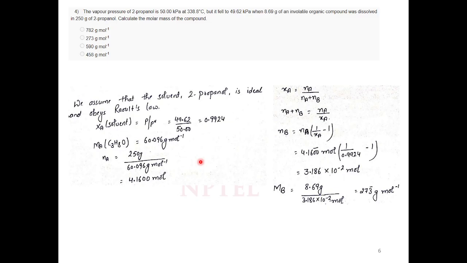NA plus NB is what? NA plus NB is NA by XA, right? Because you have the less mole fraction of B. So as a result you are getting NB equal to 4.16 times (1 by 0.9924 minus 1), right? That is equal to 3.816 into 10 to the power minus 2. So like this you will get the molecular weight of B also, which is coming around 8.69 gram by 3.816 into 10 to the minus 2 mole, so overall 273 gram per mole.